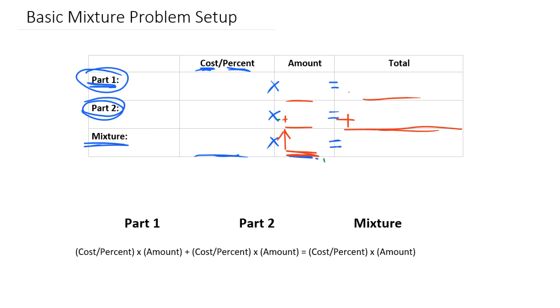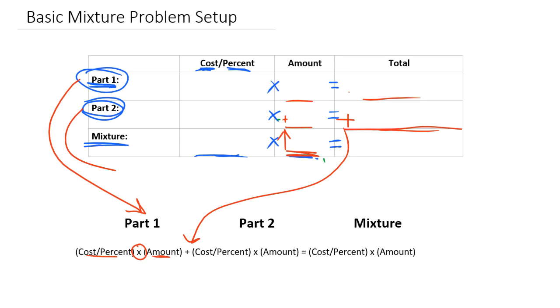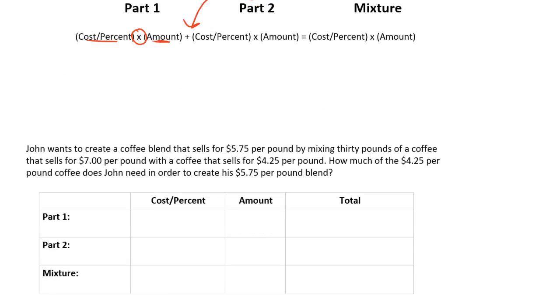So what that looks like then as an equation is we come down here and we say, okay, part 1 is the cost or the percent multiplied by the amount. And then we will add to it, kind of like I was mentioning here, the part 2, the cost or percent times the amount, and that will equal the cost or percent of the mixture. And then you just solve accordingly based on where your variables are. Get all of your variables on one side, get all of your non-variables on the other, and then just go from there. Right? So let's take a look at an example here.